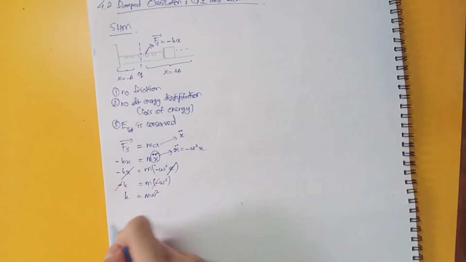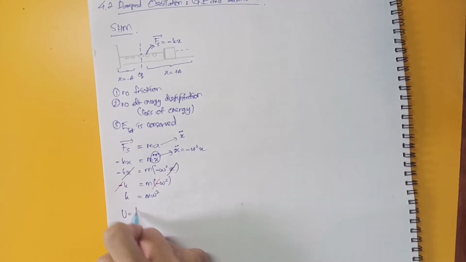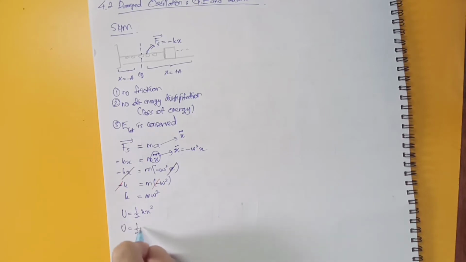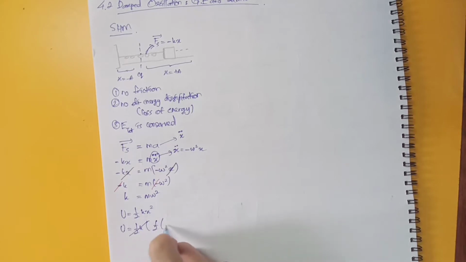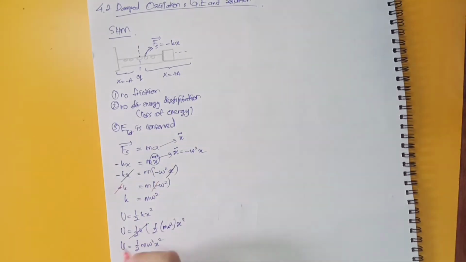Here we can derive the internal energy of the simple harmonic motion, which is U equal to 1 over 2 k x square, and k we can substitute, so U equal to 1 over 2 times m omega square, times x square. Finally U is equal to 1 over 2 m omega square x square. So this is the potential energy of simple harmonic motion.